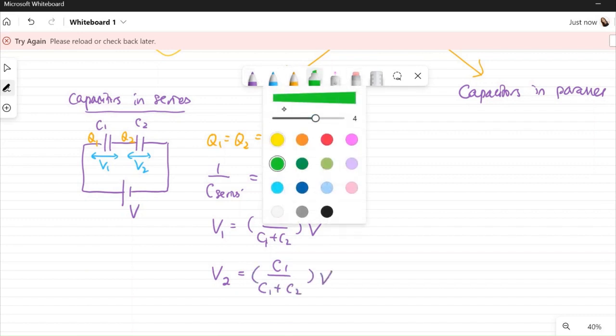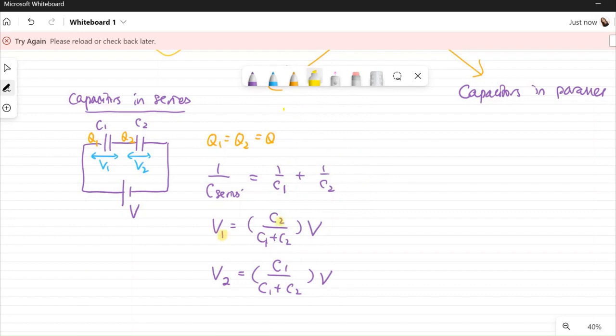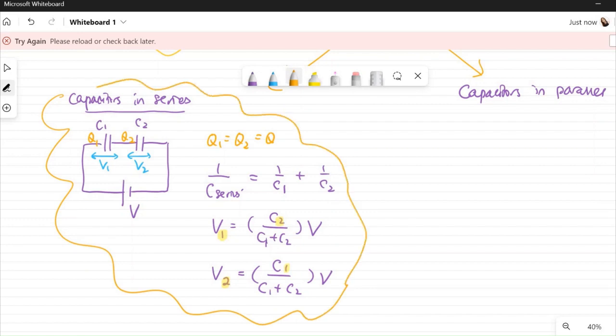So based on here, you can see that if this is 1, this one will be 2. If this is 2, this one will be 1, right? So these are the few important formulas where the capacitors are connected in series.